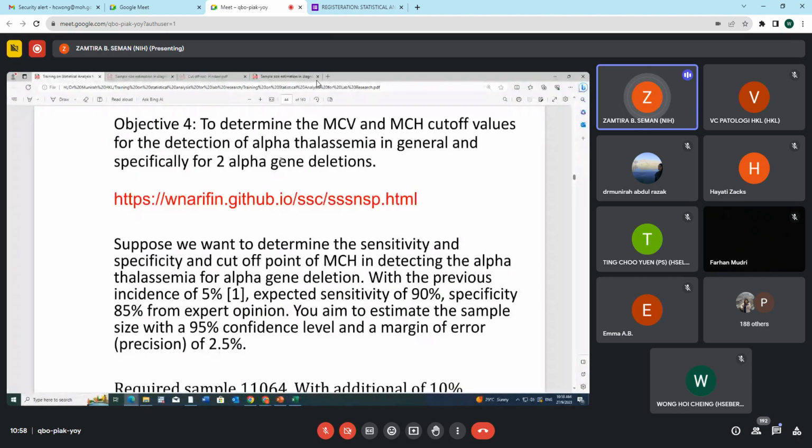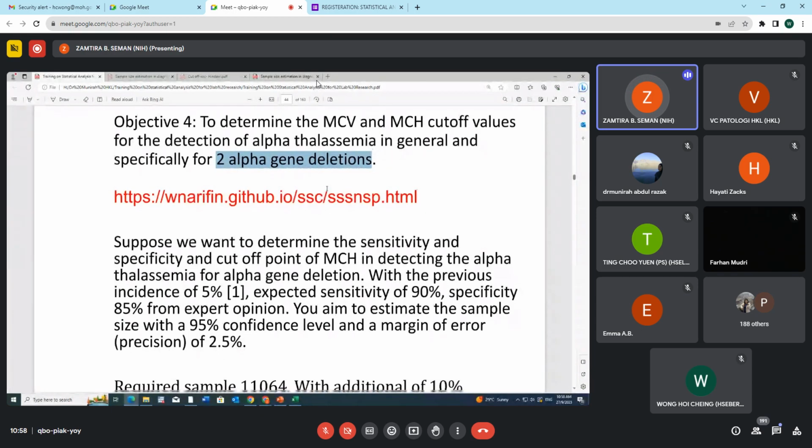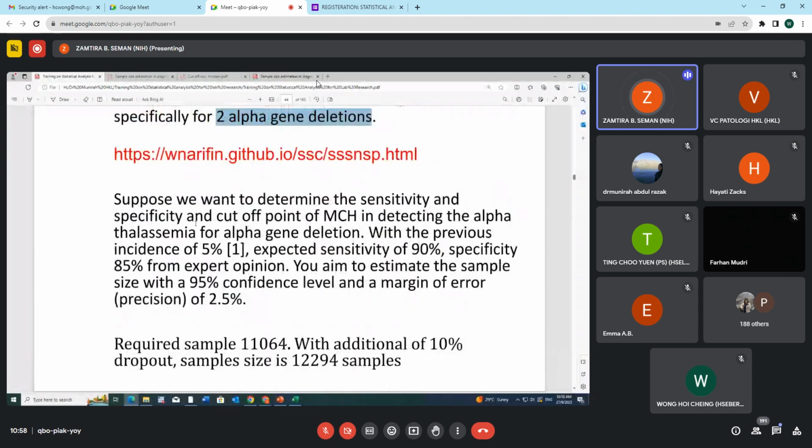Current value for detection of alpha deletion, specifically for 2 alpha gene deletion. Just now I used this one. Okay, analysis one I used this one, but the rest maybe we can apply after all. Suppose we want to determine the sensitivity and specificity cut-off point for MCH detection of alpha gene deletion with previous incidence 5%. This is our reference.